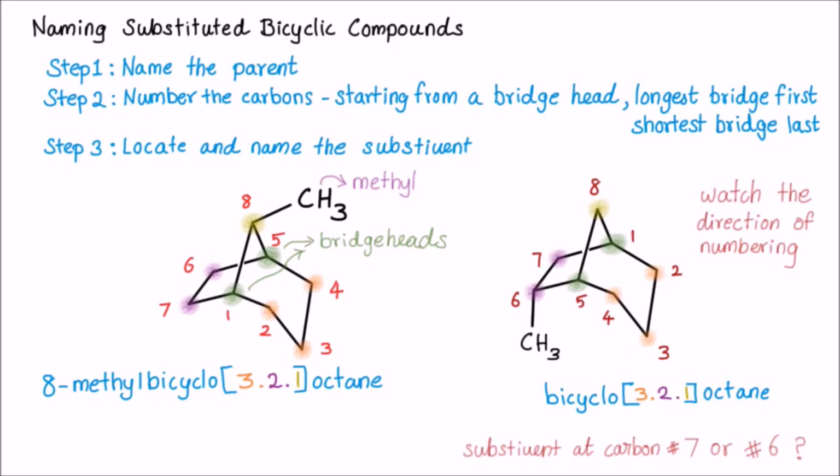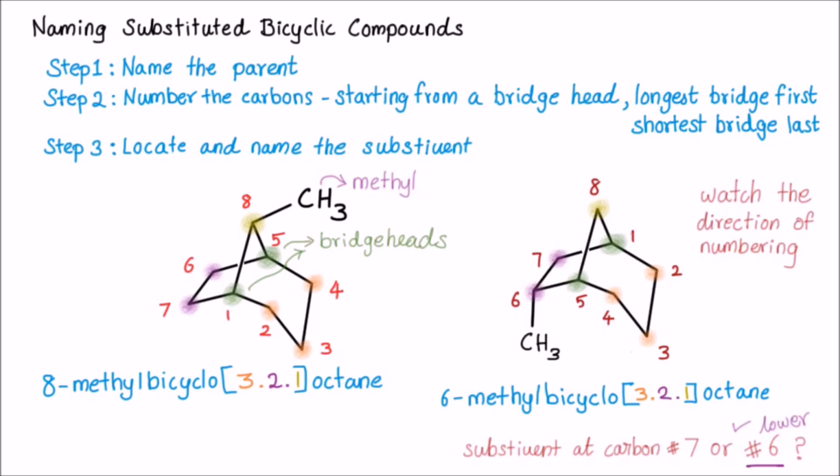Which one is best? Counterclockwise or clockwise? Right, the clockwise, because we try to assign the lowest possible number to the substituent. The location of the substituent should be the lowest possible number. Okay, so in this case, the location and name of the substituent is 6-methyl, and the name of the parent is bicyclo 3,2,1 octane. Right? You all with me?